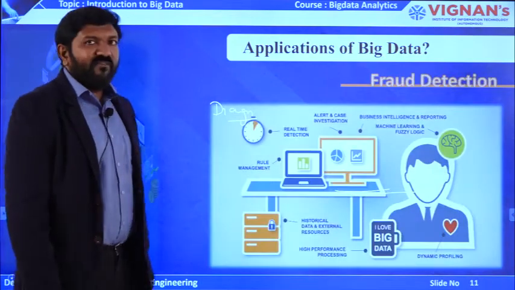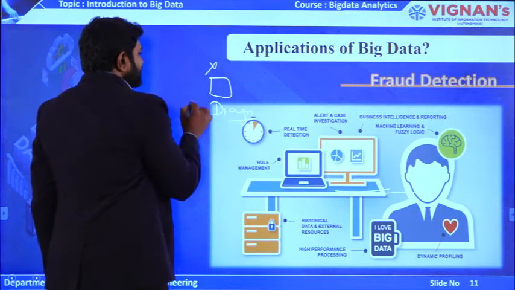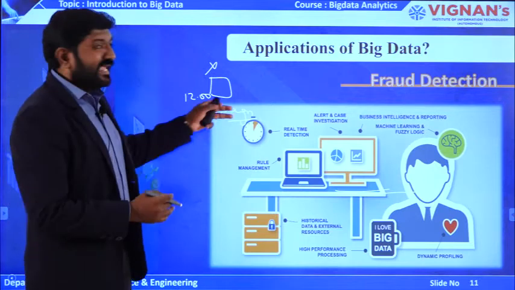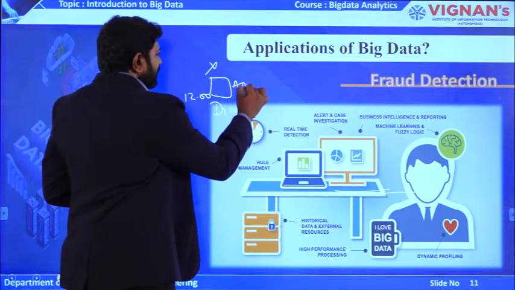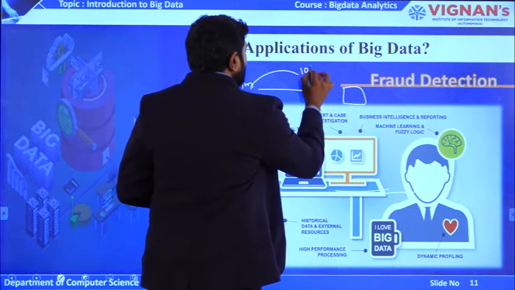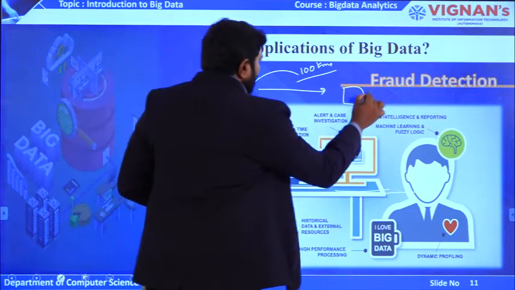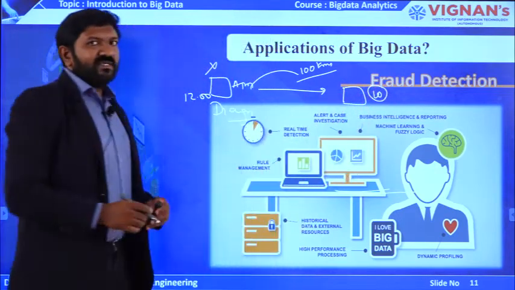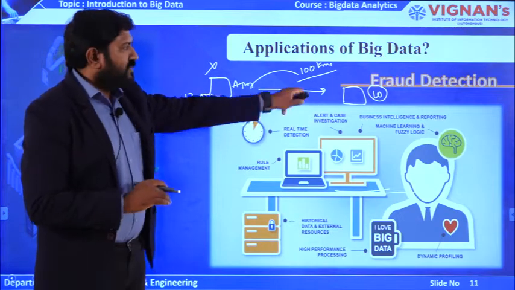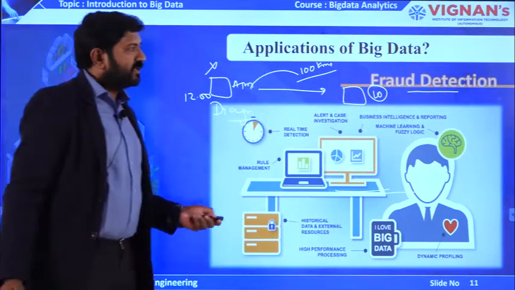Now, next one would be the fraud detection system. For example, I am using a mobile phone at a location X at 12 p.m. and I have withdrawn an amount of 5,000 from my ATM. Assume that exactly within 1 hour, at a different location which is 100 kilometers away from my place, an amount of 10,000 is withdrawn, which is not even possible for a person to reach within such a short amount of time. So I treat it as a fraud. That information can be detected using big data.